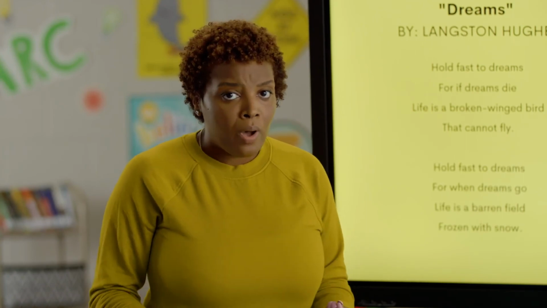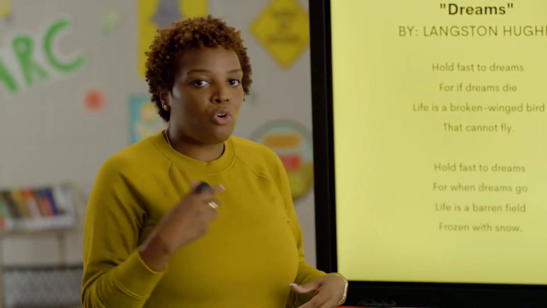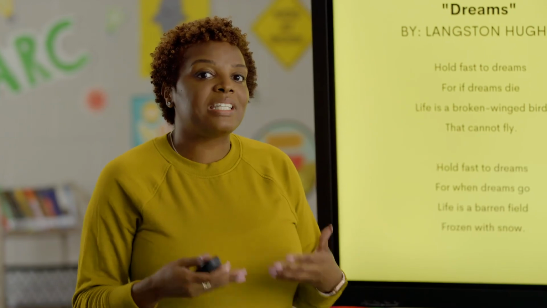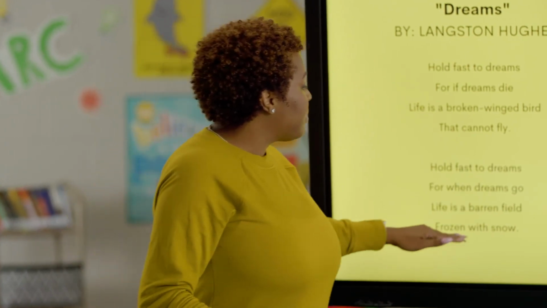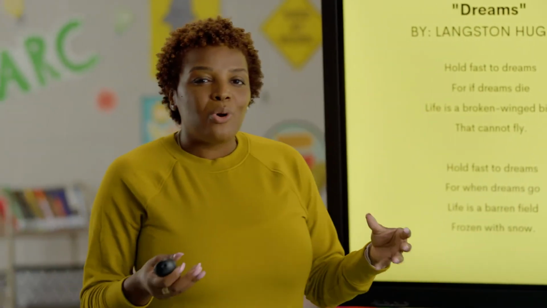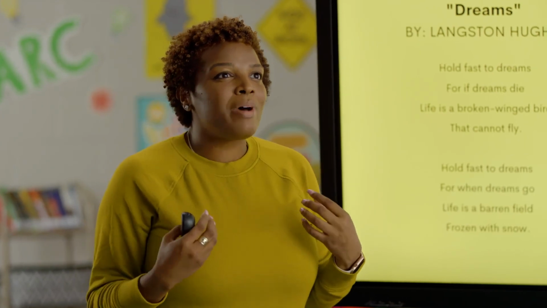It does not grow. You can't grow crops in a barren field because it's empty. So it says frozen with snow. So what Ms. Moore knows about things being frozen, it means that it's at a standstill. Like nothing is moving, nothing is growing, and you kind of lose your purpose in life.